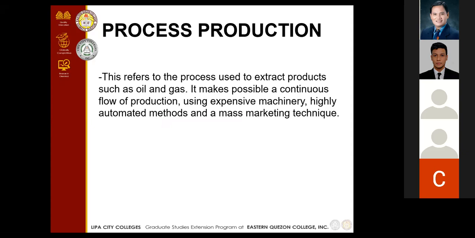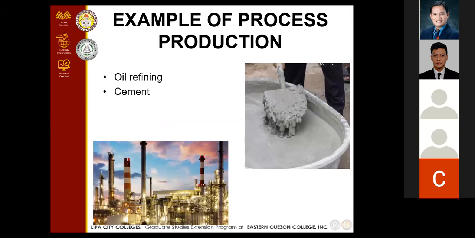So process production. So yung process production naman, this refers to the process used to extract products such as oil and gas. It makes possible a continuous flow of production using expensive machinery, highly automated methods, and the mass marketing technique. So in mass production and process production, a small range of products is produced in very large quantities. So ang example niya is the oil refining and cement.